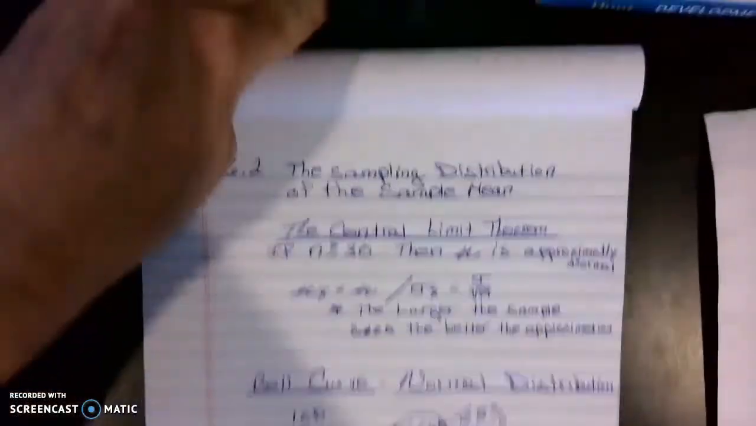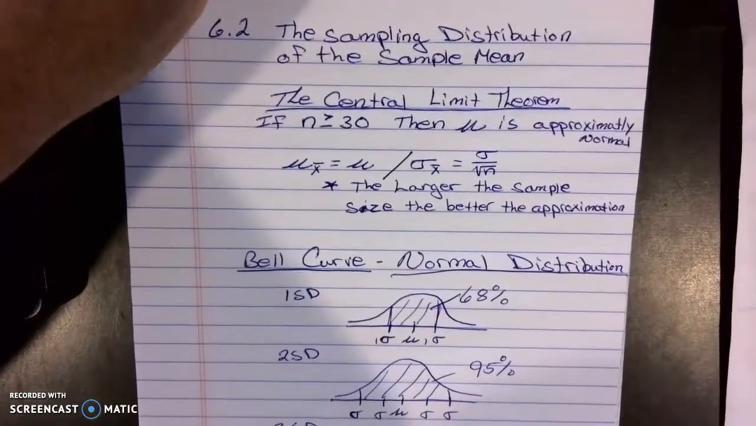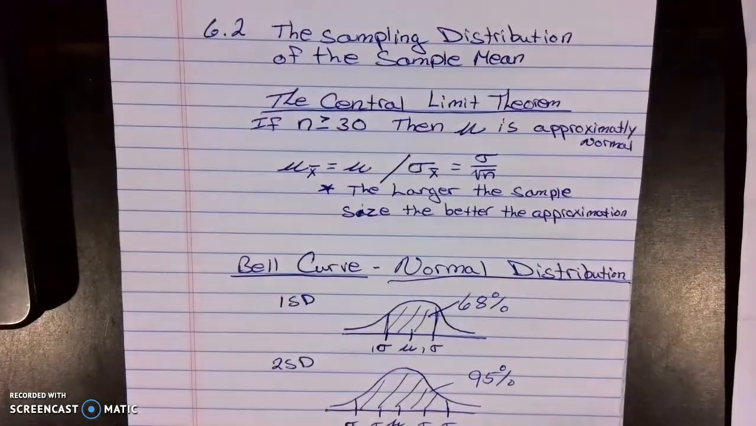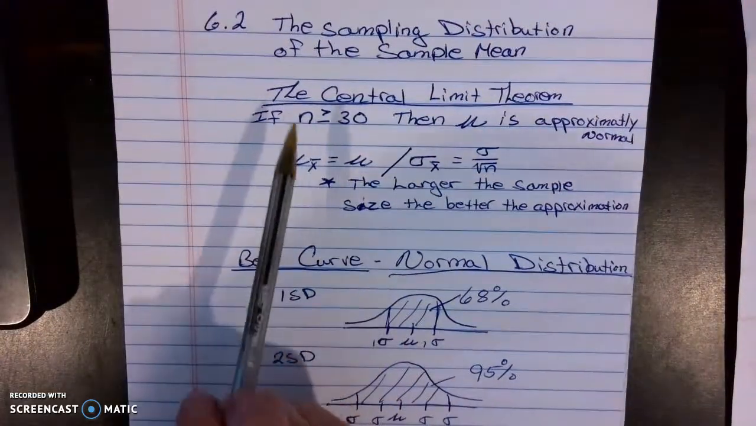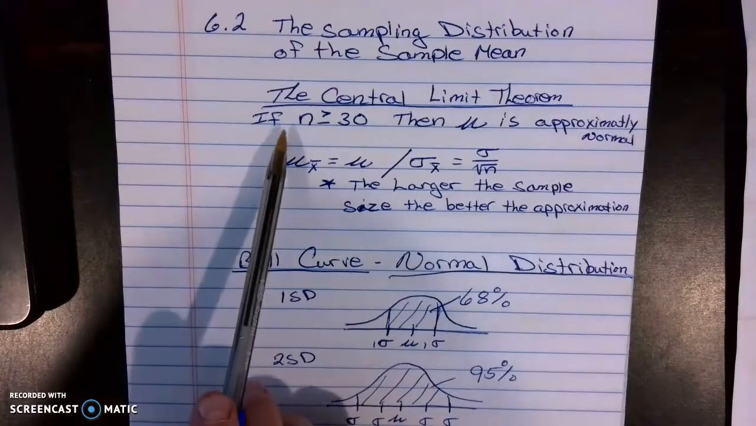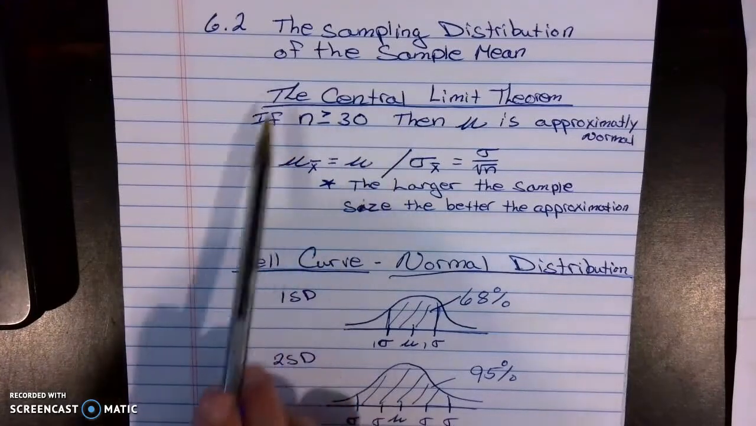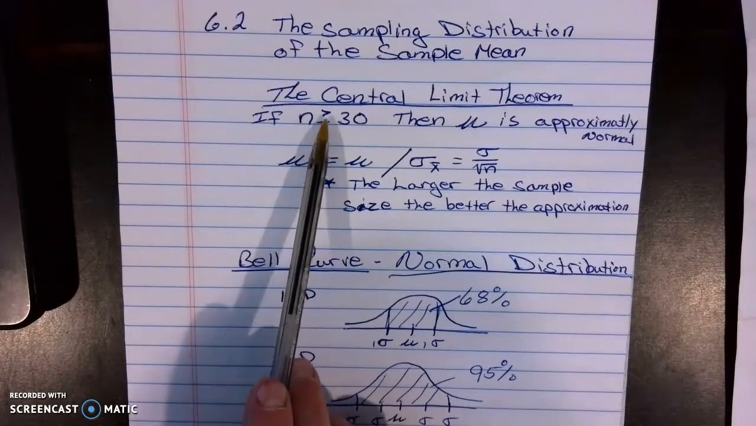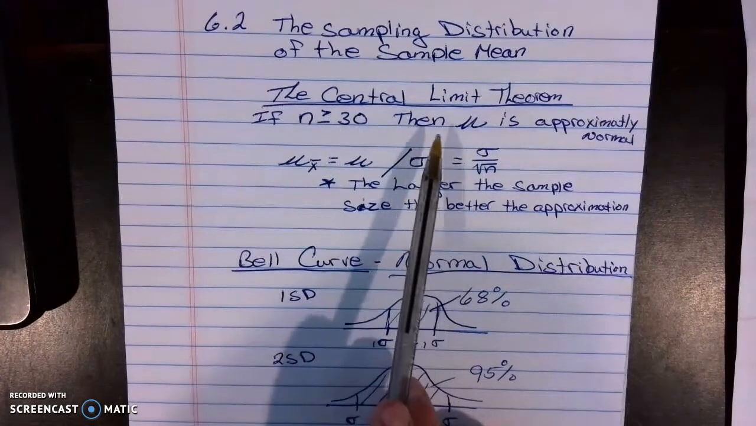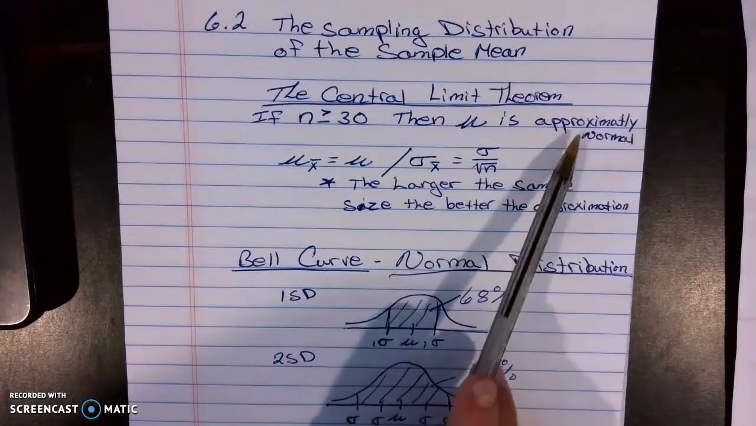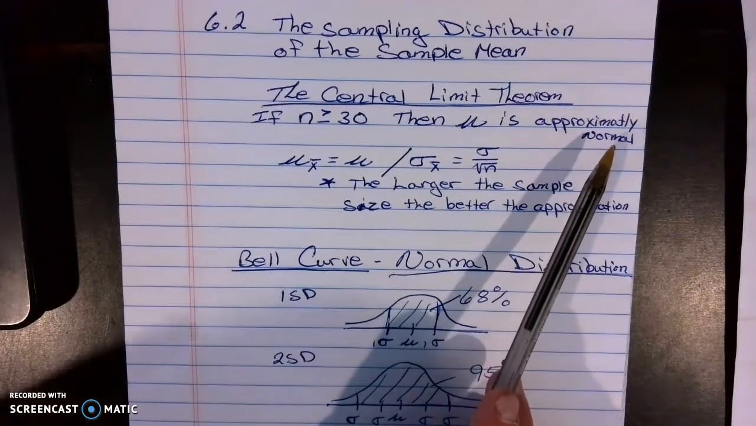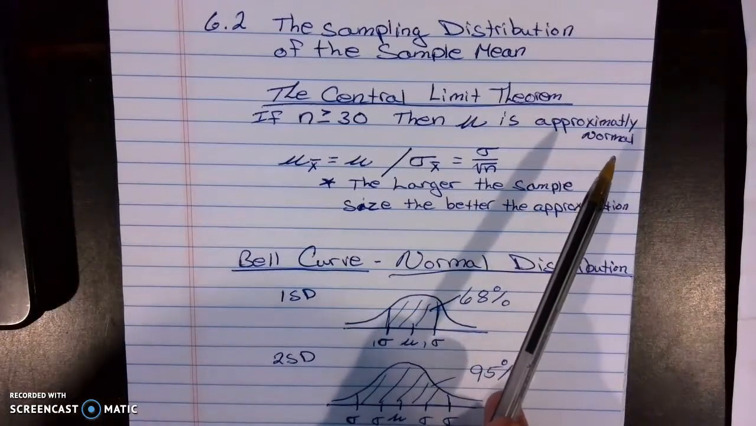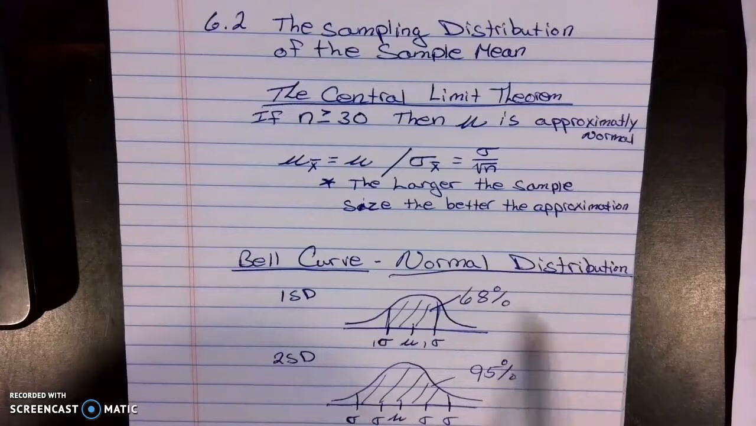Now at this time we're going to take a look at 6.2, and 6.2 talks about the sampling distribution of the sample mean. And first thing I want to cover is just the central limit theorem. Basically, the central limit theorem has to do with the sample size. If n is a value that is greater than or equal to 30, then the mean is approximately normal. And so what do we mean by the mean being approximately normal? What do we mean by something being normal? We're going to talk about it down here when we talk about normal distribution.